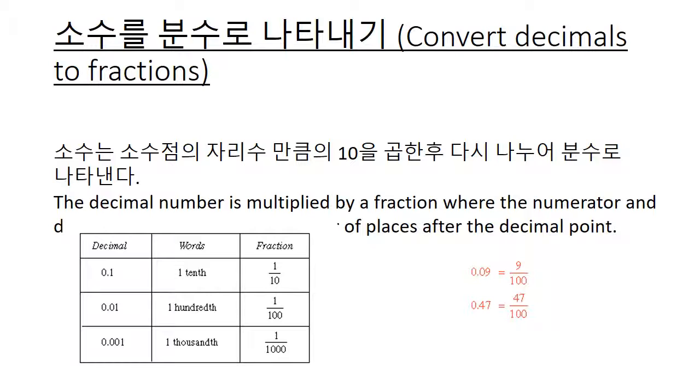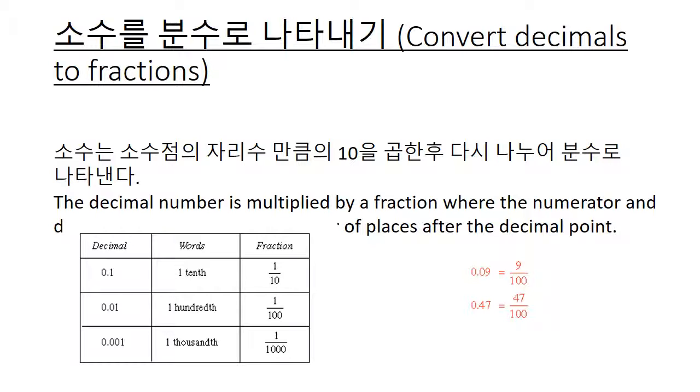We have the decimal 0.09. 9 is in the hundredths place after the decimal point. So you're going to multiply 0.09 by 100 over 100. This gets us 9 over 100 as the fraction form of the decimal 0.09.